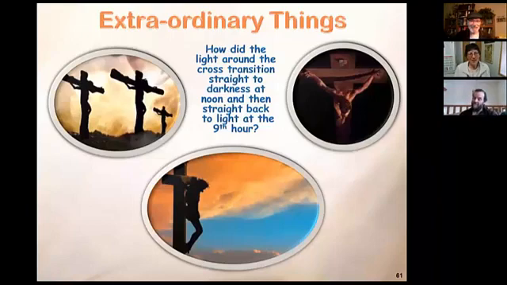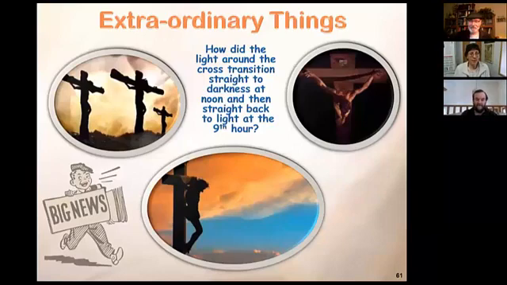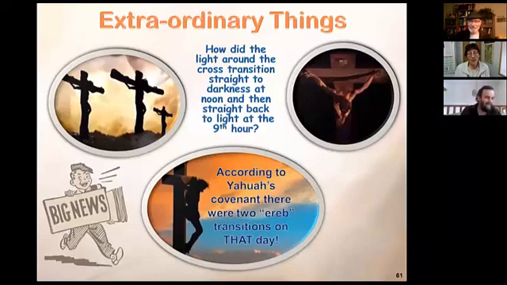So here's the question. How did the light around the cross transition straight to darkness at noon and then straight back to the light at the 9th hour? Well, I think this is big news. I think it happened all according to Yahuwah's covenant, that there were 2 Aibv transitions on that day. Actually, I need to change that. There was more than 2. How many Aibv transitions were on that day? We're going to look at this because there was extra 2, not just 2, extra 2. 4, cuatro.